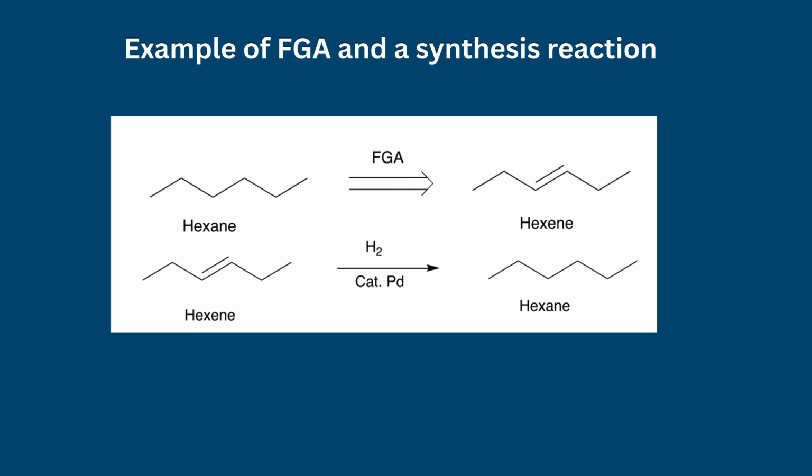Functional group addition, FGA. FGA is the introduction of a functional group into an otherwise unreactive framework, typically replacing a hydrogen atom. Purpose: to create a reactive site for disconnection. Example: alkane to alkyl halide, via halogenation. Enables subsequent nucleophilic substitution or elimination. FGA is essentially the reverse of functional group removal, for example, hydrogenolysis.